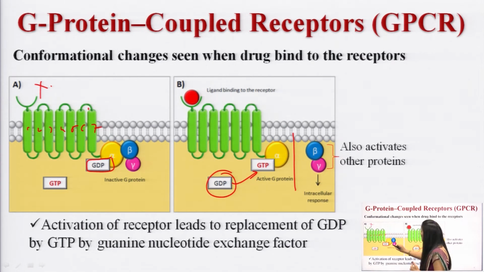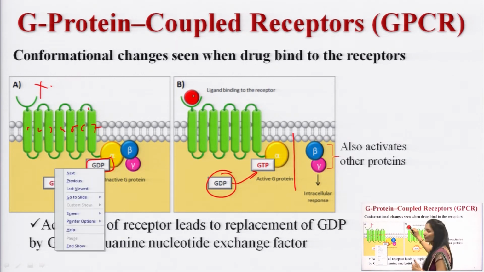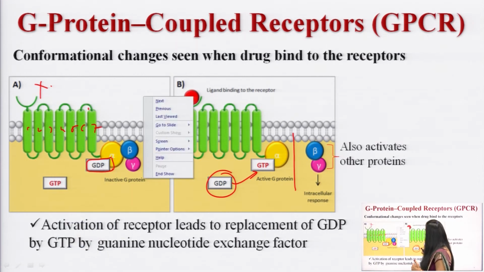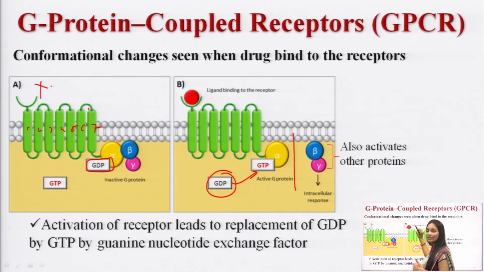So when the GDP is attached, it is an inactive state, there is no drug. So the G protein is attached with the GDP. Here the drug binds to the receptor, and what has happened? Once the drug has bound to its receptor, the GDP has been replaced with the GTP.